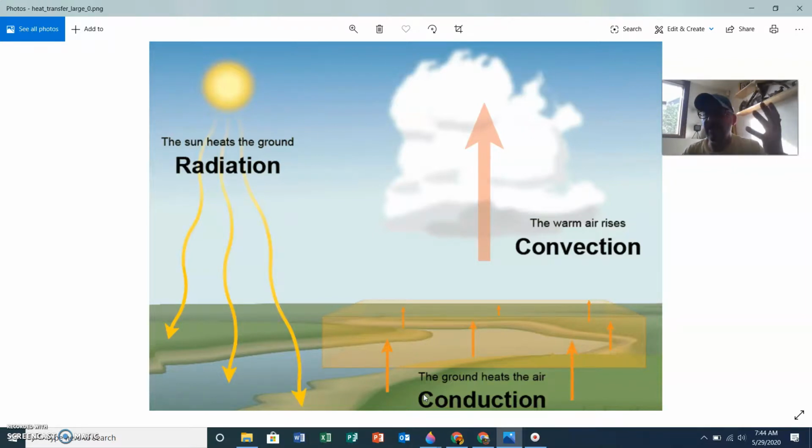And because of that, you end up with weather, because you'll have more convection and conduction in one place than the other. And this, you can get a whole college degree learning just about weather and energy transfer. But primarily today, we're worried about radiation, conduction, convection, and you understanding this.